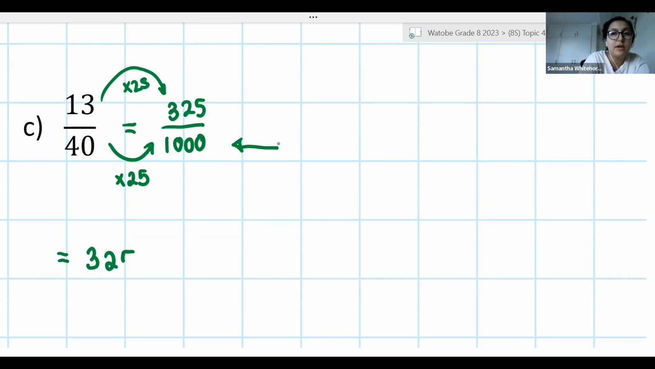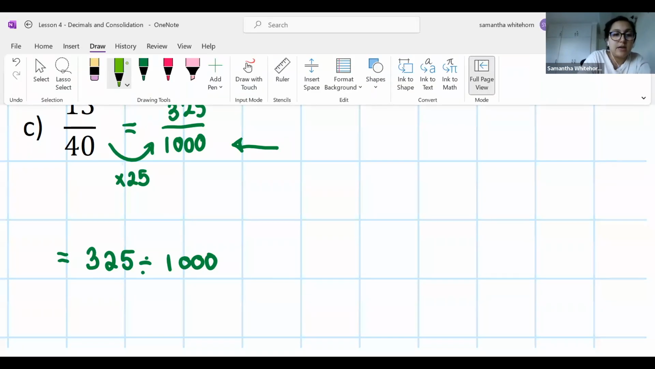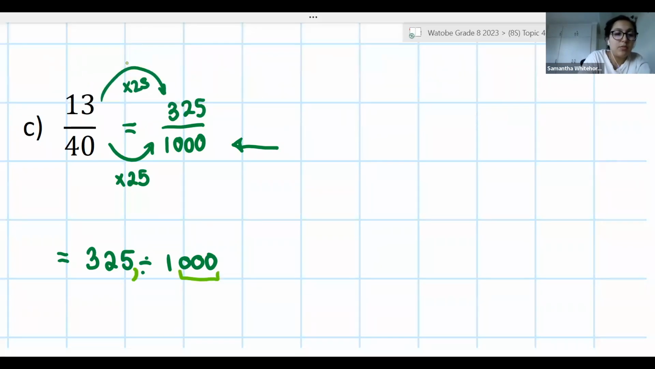So 325 divided by 1,000, I've got 3 zeros here. So that means I need to take my comma or my decimal and move it 1, 2, 3 to the left. And so I've got 0,325.